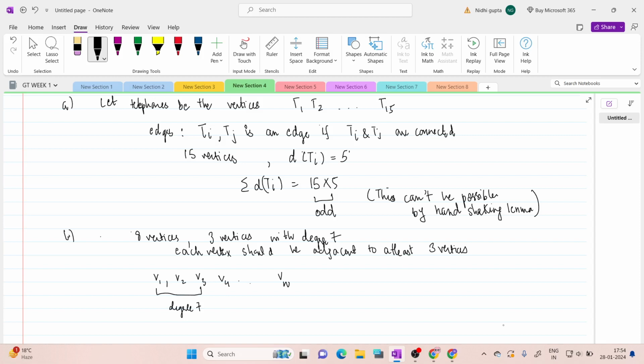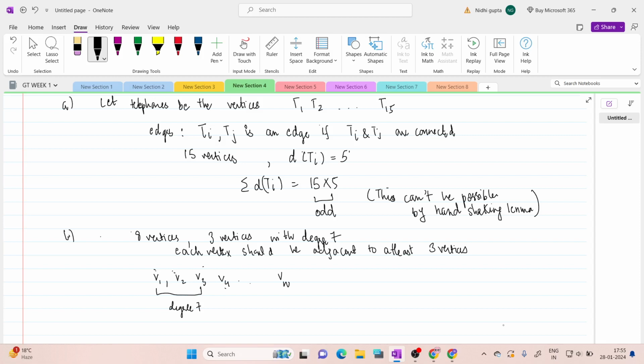So now if you pick any vertex, it is connected, it is adjacent to v1 also, v2 also, v3 also. Therefore, the degree of a vertex other than v1, v2, v3 should be at least 3. For v1, v2, v3, the degree is already greater than or equal to 3.